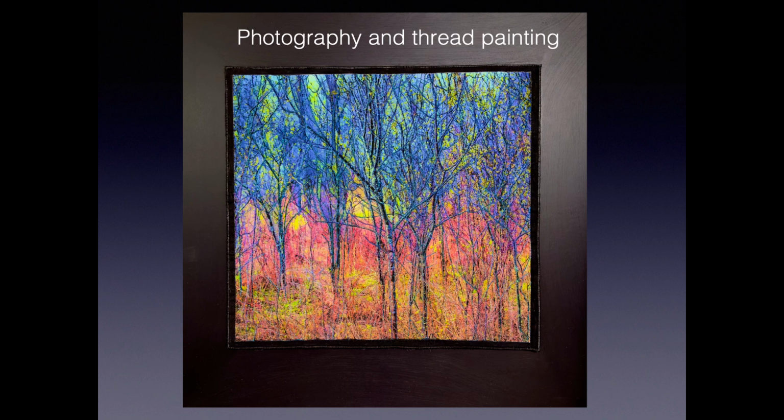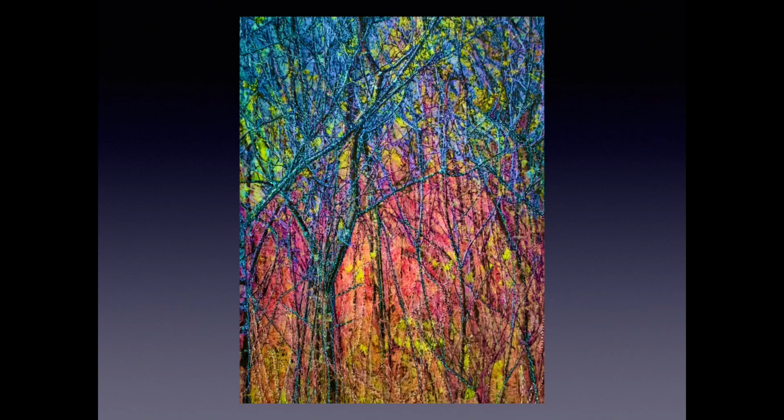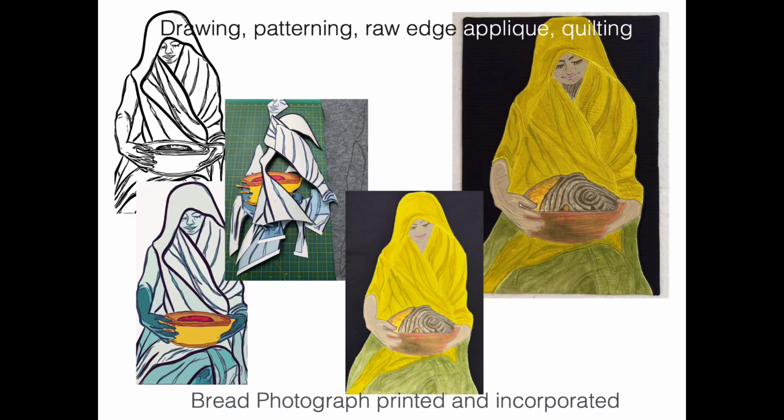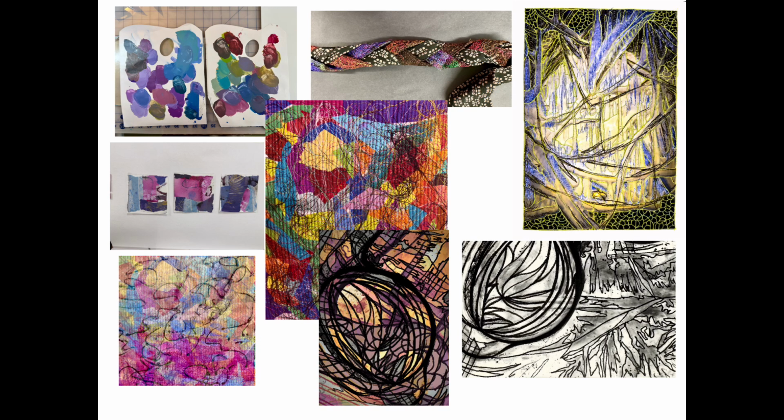For instance, here I took a photograph that I started to thread paint with metallic threads, and I love it. There is a detail shot. I drew a picture, I made a pattern, cut it out, did raw edge applique, quilted, and the bread part is a photograph that I printed in my office and incorporated. Again, just playing with paints and palettes and putting together fabrics and stitching all over photographs.